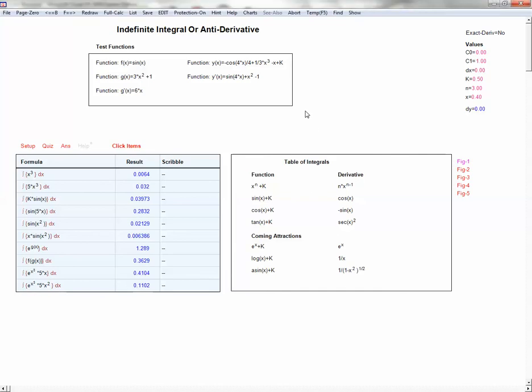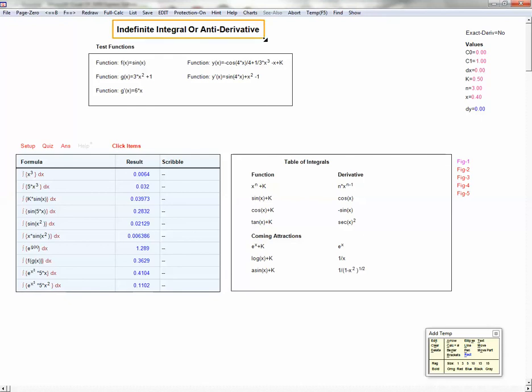In this video, we're going to talk about the indefinite integral or the antiderivative. Those terms mean the same thing. The word antiderivative is more suggestive of what's going on. So what is the antiderivative?